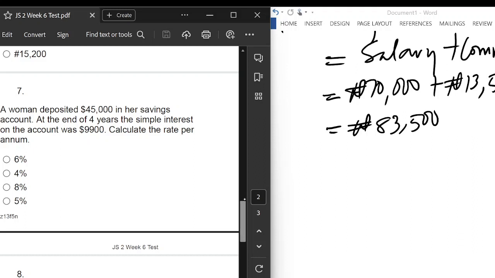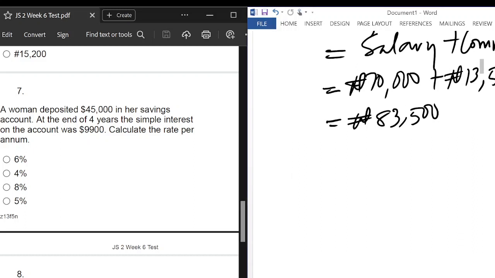So let's see if the space can accommodate that. Right. So for question number 7, a woman deposited $45,000 in her savings account. At the end of 4 years, the simple interest on the account was 9,900. Calculate the rate per annum. So this one is very straightforward. So let me divide this into 2.